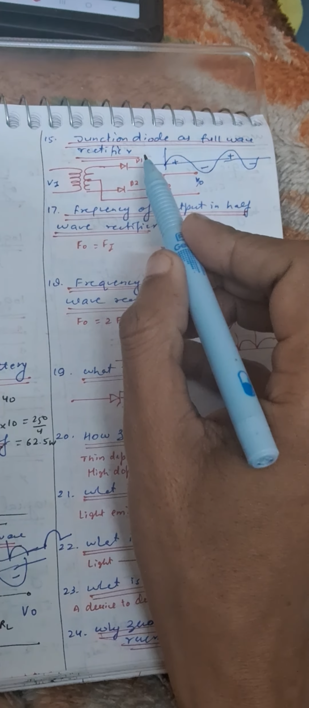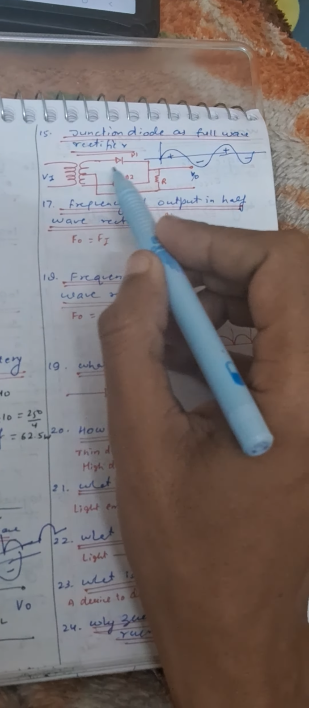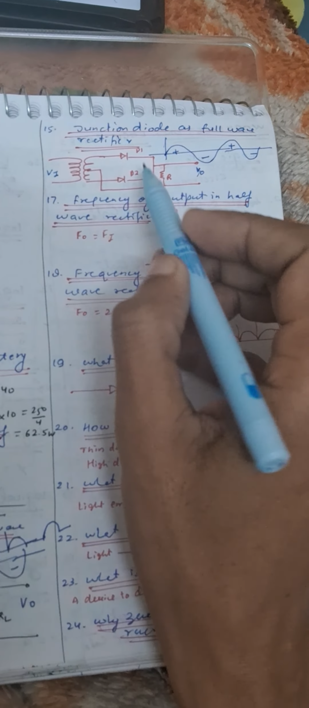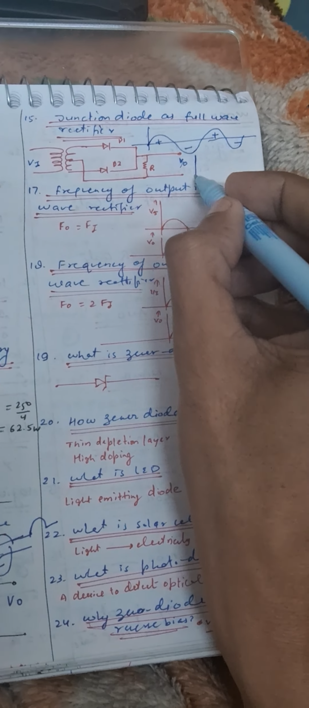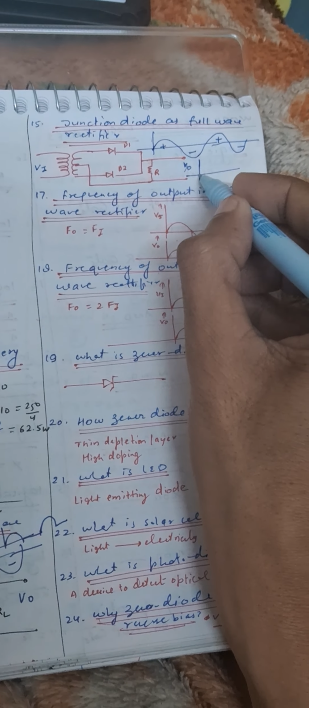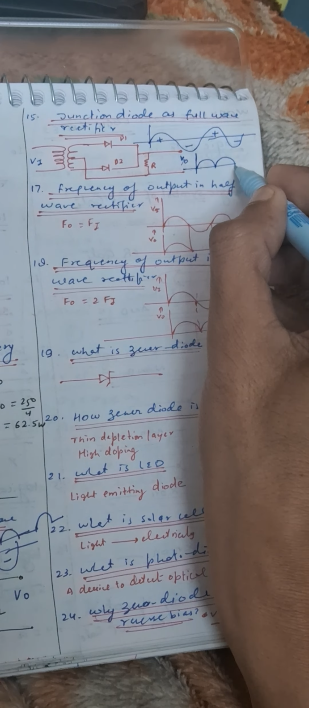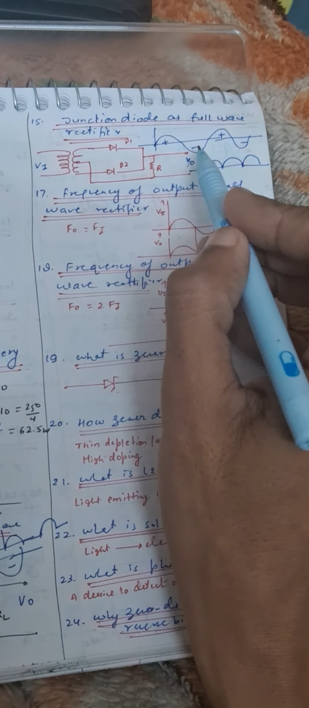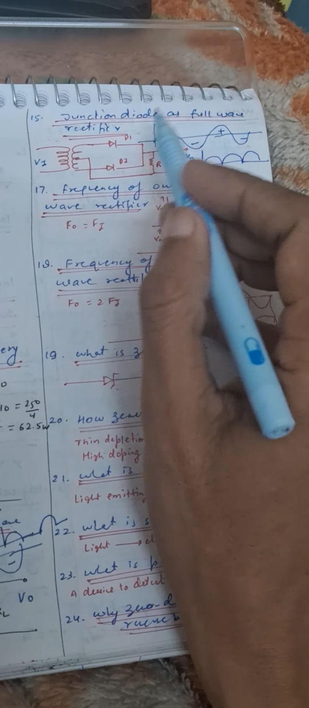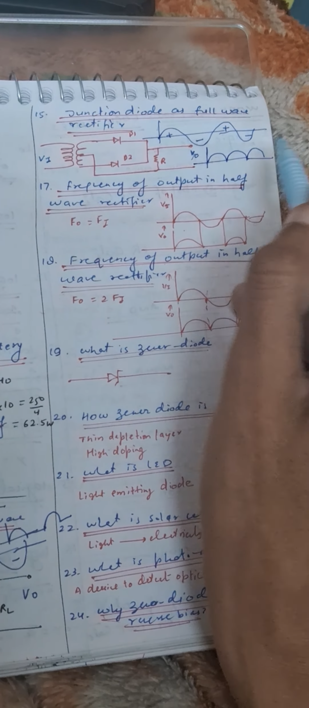During the negative cycle, D1 will be reverse biased and D2 will be forward biased. So in both cases, there will be output through the external resistance R. So the output will be like this. Since it rectifies both parts of the cycle, this circuit is called the full wave rectifier circuit.